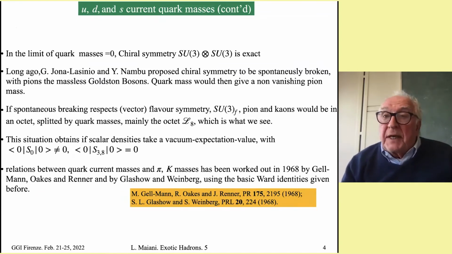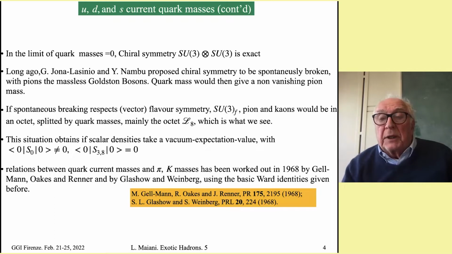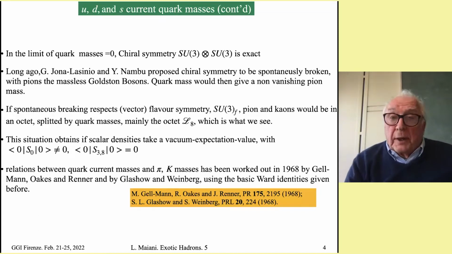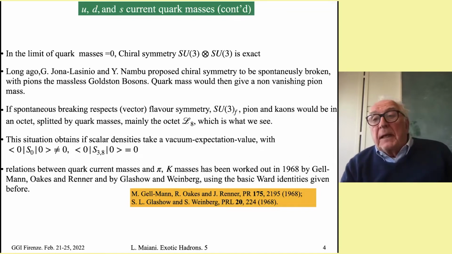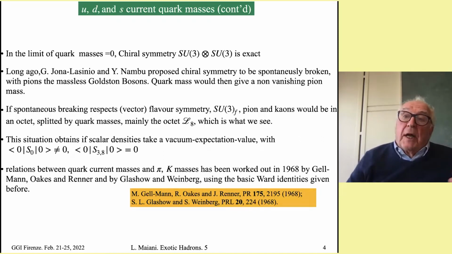masses, as we have seen, chiral symmetry is exact. Now, an exact symmetry can be realized with exact multiplets like QCD, but it can also be spontaneously broken. And that leads to the Goldstone theorem and to the fact that a spontaneously broken symmetry theory has massless particles. And long ago, Nambu and Jona-Lasinio proposed the chiral symmetry to be spontaneously broken, with the pion being the approximately massless Goldstone boson. Quark masses would then give a non-vanishing pion mass, and the violation of chirality due to the quark masses would reflect into non-vanishing meson masses.